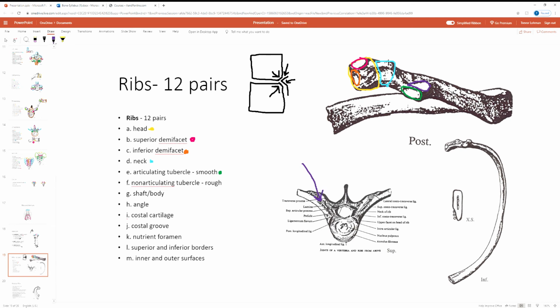So if we look right here, that is the juncture between the articulating tubercle and the costotransverse facet. We can't really see that attachment because there's a ligament in the way. That ligament is what attaches here. So the articulating tubercle is smooth and it articulates with the costotransverse facet. The non-articulating tubercle is rough. It doesn't articulate with anything. It's a ligament attachment. And let's label it purple. The shaft of the rib is the whole big area. So I'm just going to write shaft.